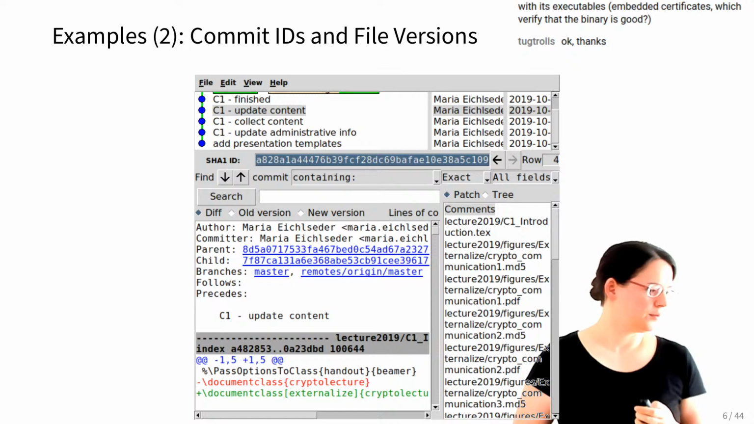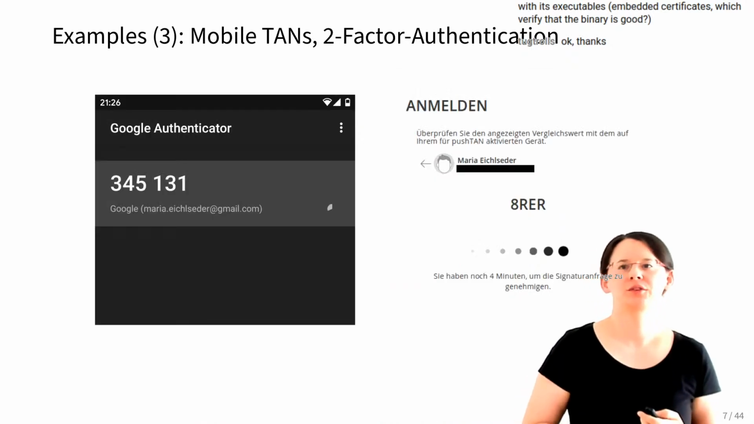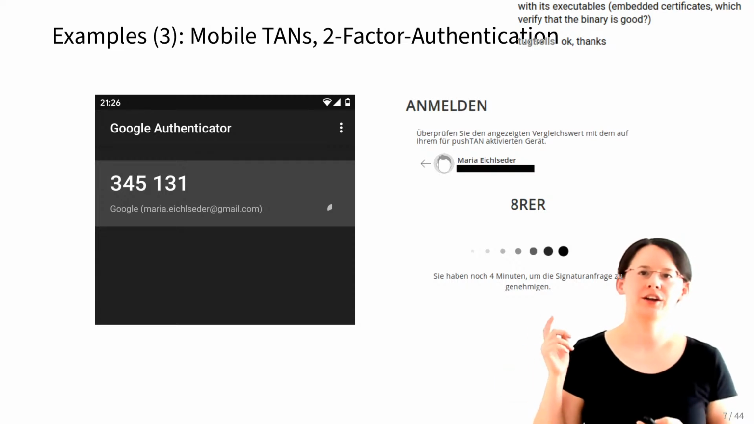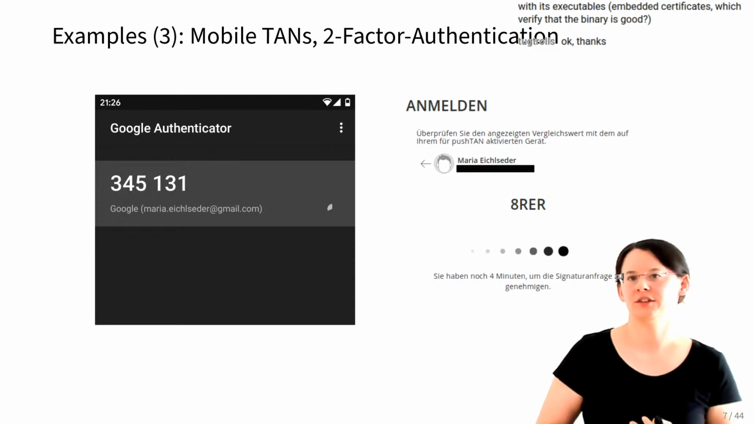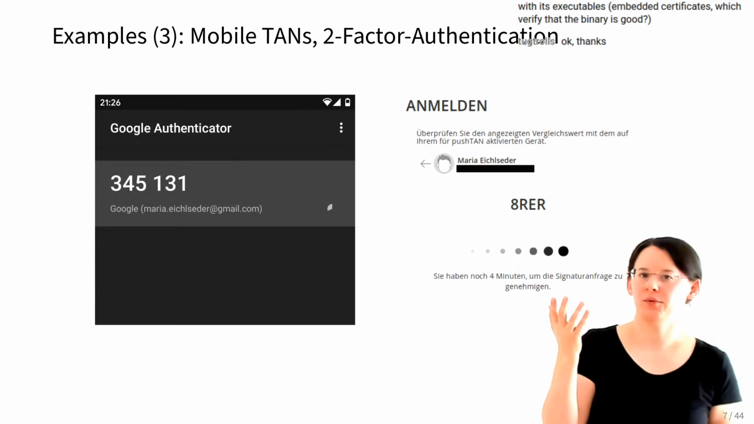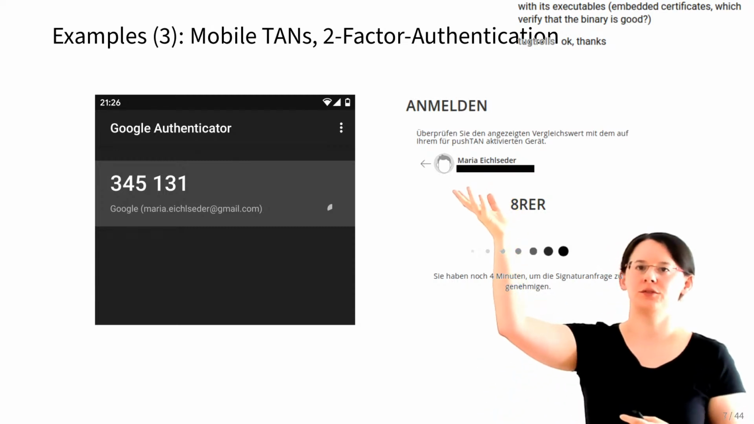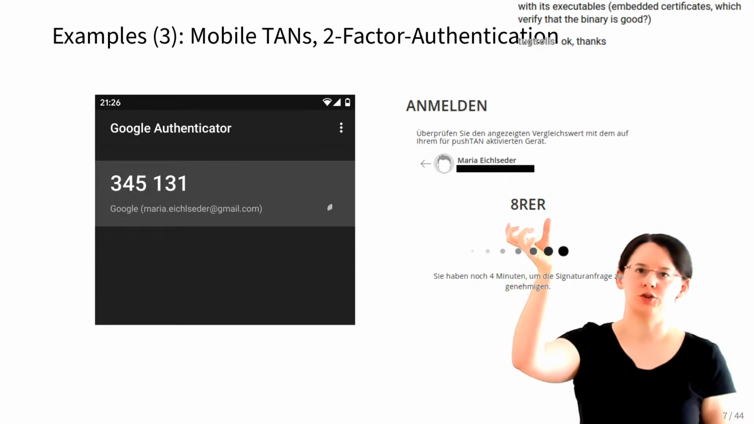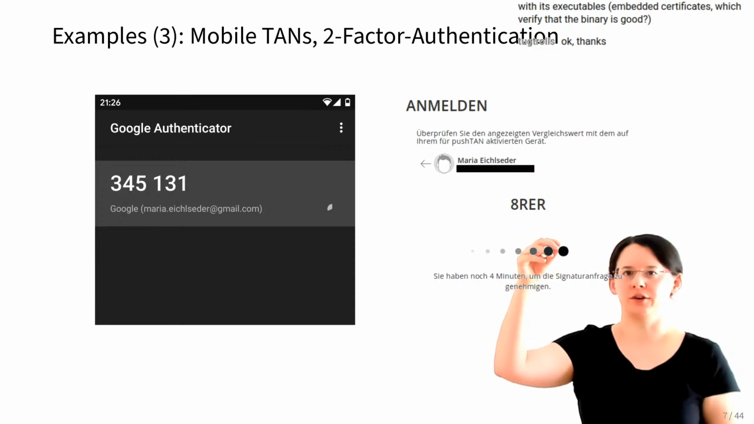Okay, one more application that I want to have a look at, and that is something where you not only read the output of cryptography, but where you actually have to type it. And this is what happens when you use something like Google Authenticator or some other TAN generator that you have installed on your smartphone, for example, and you use it in order to log in, for example, to your banking account. So what usually happens here is that your banking account where you try to log in first displays some short random value, or not so random, for you to verify the request.